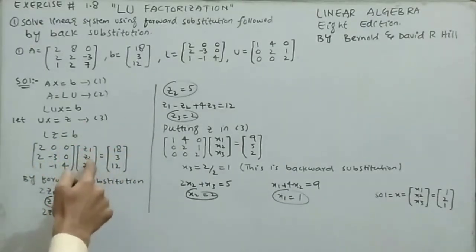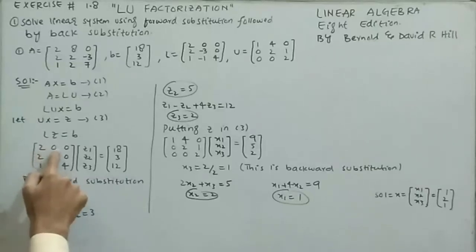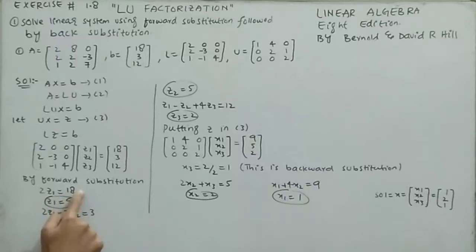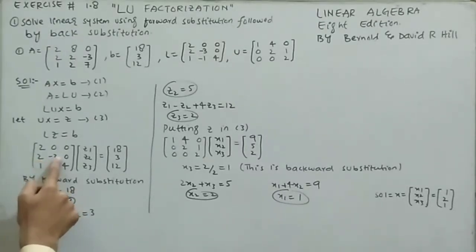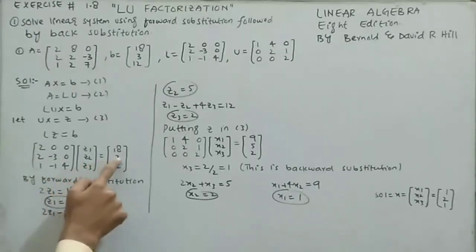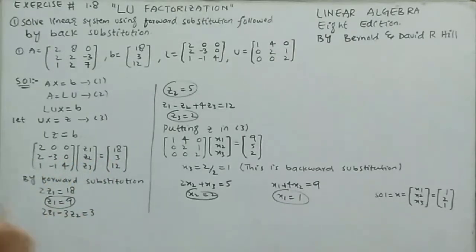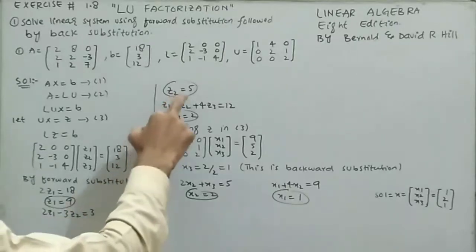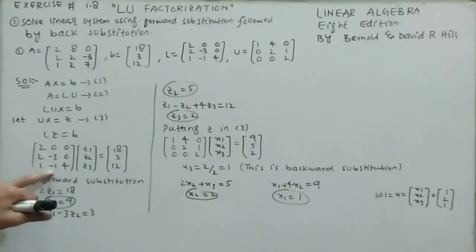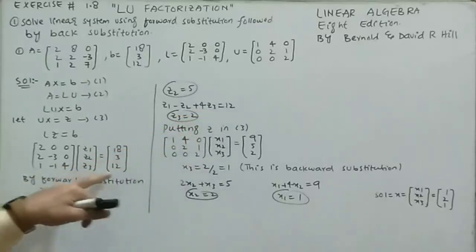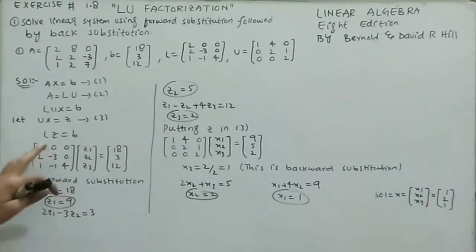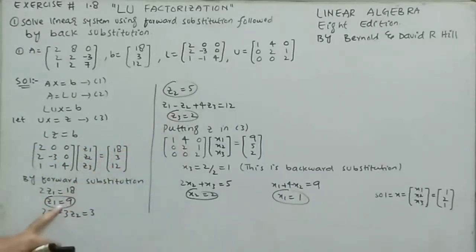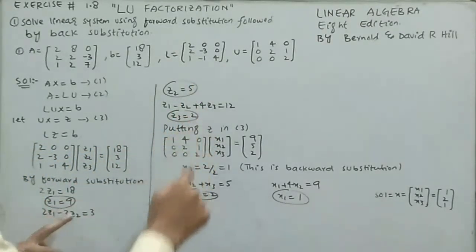By putting L and B we will easily get the value of Z. Let Z be unknown: Z1, Z2, Z3. From the first row, 2 times Z1 will be 18, which means Z1 is equal to 9. After this, in the second row, 2Z1 minus 3Z2 will be equal to 3, because Z3 has coefficient 0. By putting in Z1, it gives us Z2 is equal to 5. Now Z1 minus Z2 plus 4Z3 will be equal to 12. By putting in Z1 and Z2, it gives us Z3, which is 2. Now my Z matrix is obtained: Z1 is 9, Z2 is 5 and Z3 is 2.